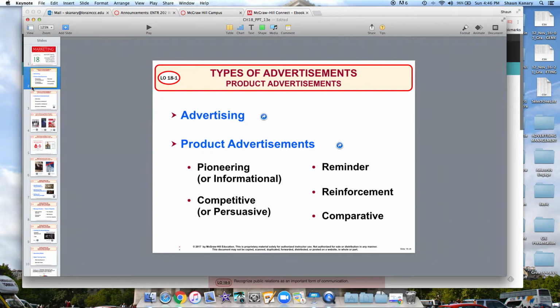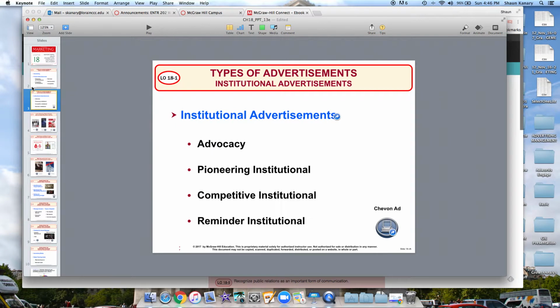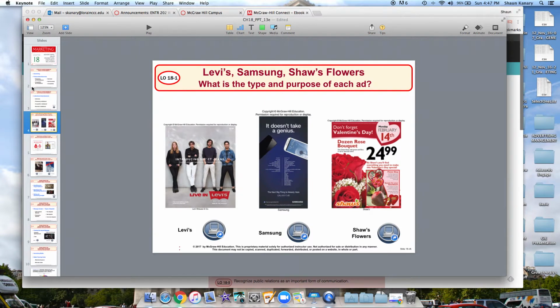The other type of advertisement we'll discuss is an institutional advertisement. Now these focus more on the company and the institution. Usually it talks about advocacy, usually their competitive advantage, and also a reminder that the company is a company that you want to deal with. So the two types of ads that we looked at here are product or institutional ads. Let's take a look at a couple examples.